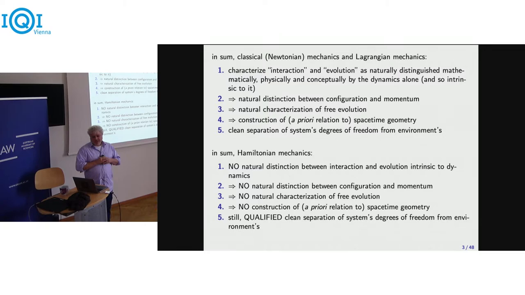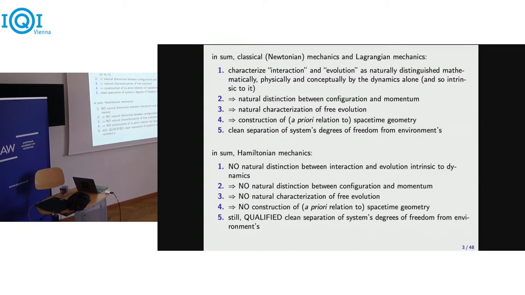So just to let you know where we're going, in classical, and by that I really mean Newtonian mechanics, where by Newtonian system roughly I just mean something that satisfies Newton's second law, and also in Lagrangian mechanics, it will turn out that there's a natural equivalence between these two things. We can characterize interaction and evolution as naturally distinguished, physically and conceptually, by the intrinsic algebraic structures of the dynamics alone. It turns out that gives us a natural, without having to assume it a priori, distinction between configuration and velocity and momentum. It gives us a natural characterization of free evolution. It gives us, in fact, a way to construct the entirety of space-time geometry directly from the intrinsic structure of the dynamics. And it also yields a clean separation of a system's degrees of freedom from any environment that it's interacting with. I will make all these claims precise.